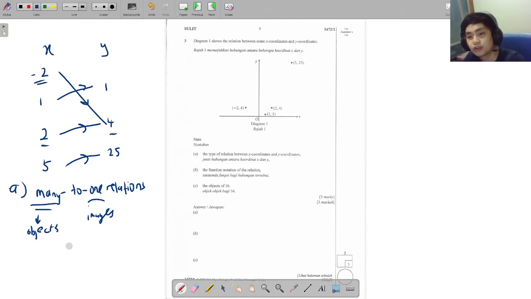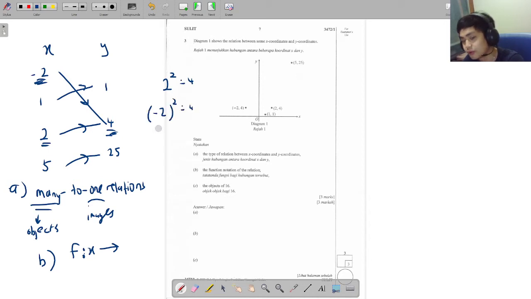So for B, the function notation of the relation. Function notation is written as f colon x arrow, and we put the equation down. So we need to see the relationship that this function has, like what is the relationship between the numbers here. Object negative 2, image is 4, object 2 also 4. So we can see a very clear pattern here. We can say that 2 squared is 4, in the same way that negative 2 squared is also 4. So we can write it as f(x) equals x squared for this function notation.